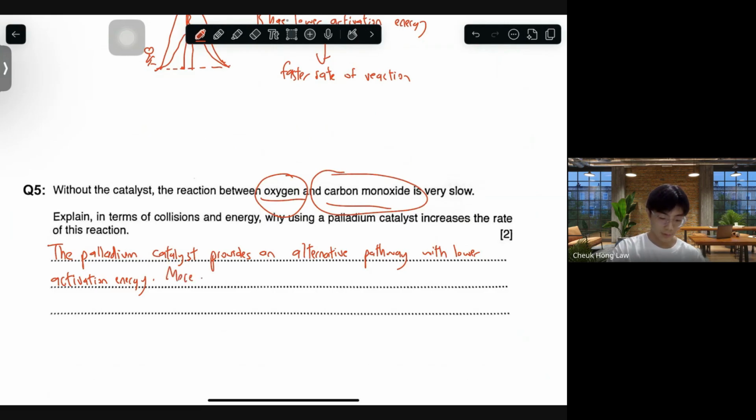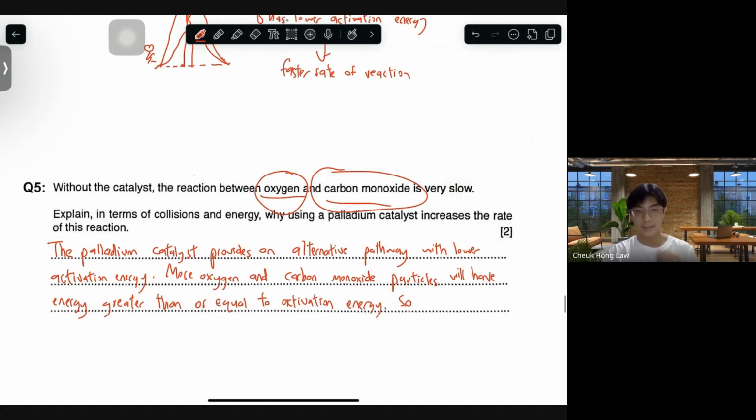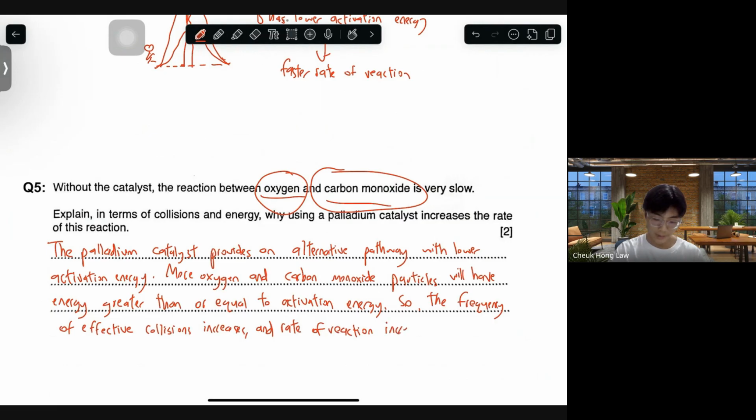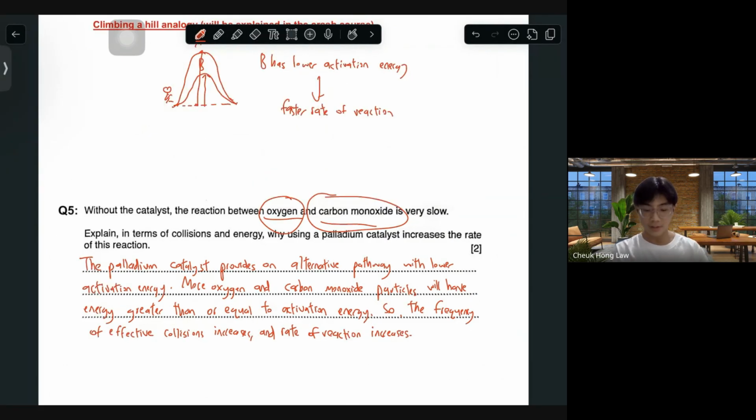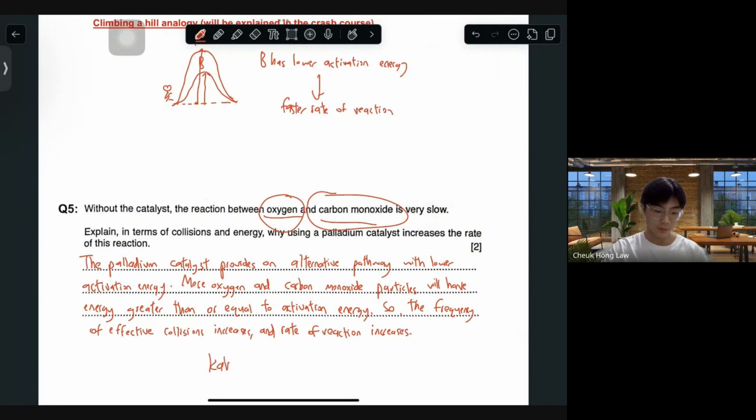So more oxygen and carbon monoxide particles will have energy greater than or equal to activation energy. Okay, then the same linking. So the frequency of effective collisions increases and then rate of reaction increases. Okay, once you all are done copying, you all can go to kahoot.it already.